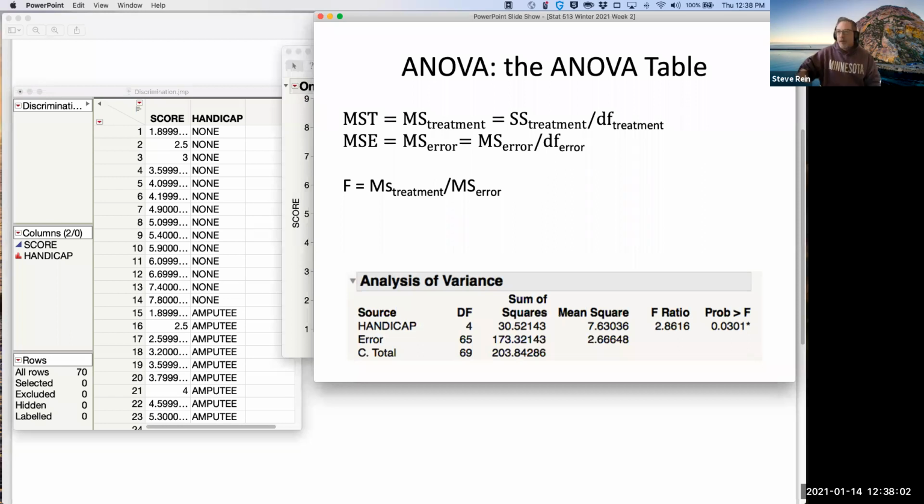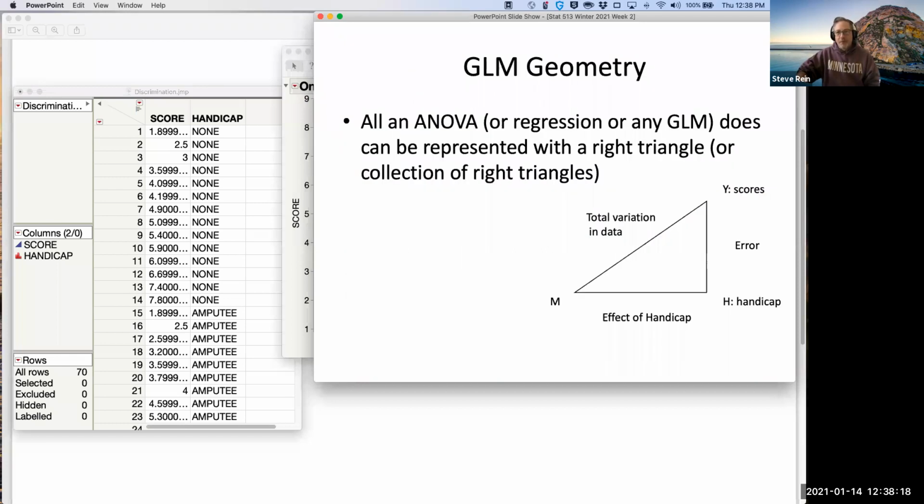Okay, so I want to switch gears and say it will take us a little while to feel completely comfortable with every aspect of the ANOVA table, but fortunately, we're going to use the ANOVA table all term long, and you'll get real comfortable with it by the time it's really mattering.